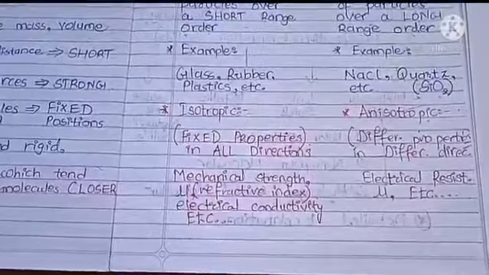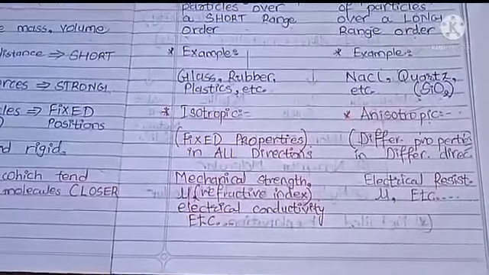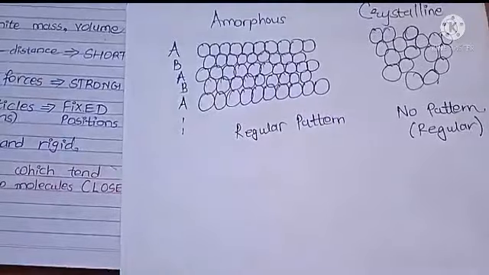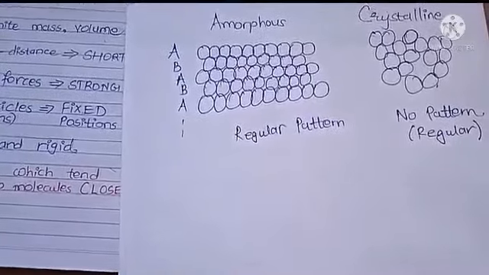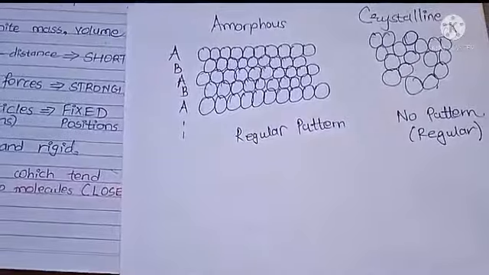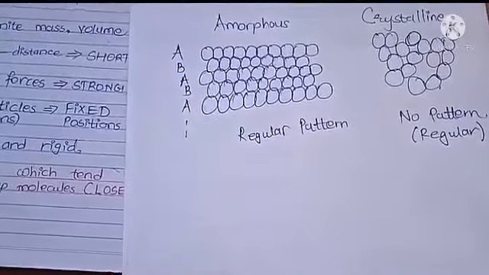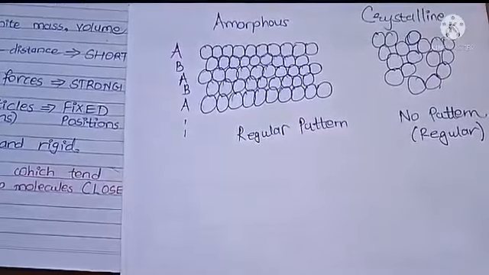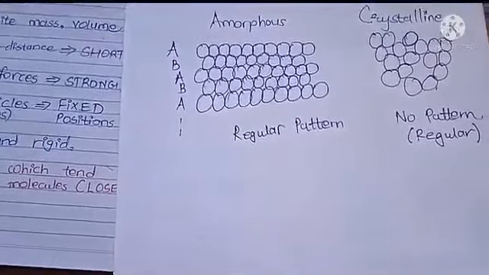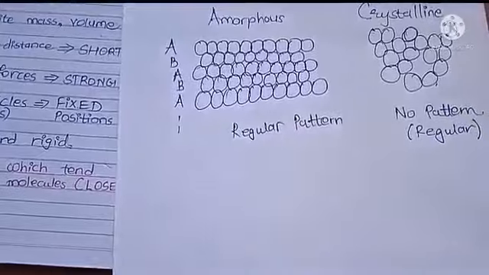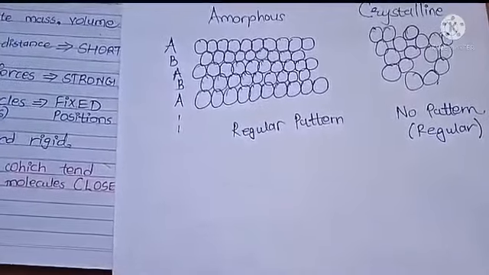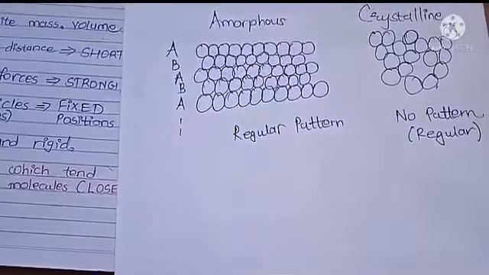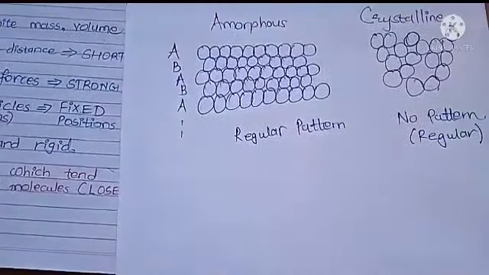I am giving you one example with which you can understand amorphous and crystalline in the easiest manner. So here you can see amorphous and crystalline. In the figure, one follows the regular pattern of A, B, A, B, A, B, if you see it, right? And the other does not have the regular pattern. One is having a regular pattern, but the other does not show a regular pattern.